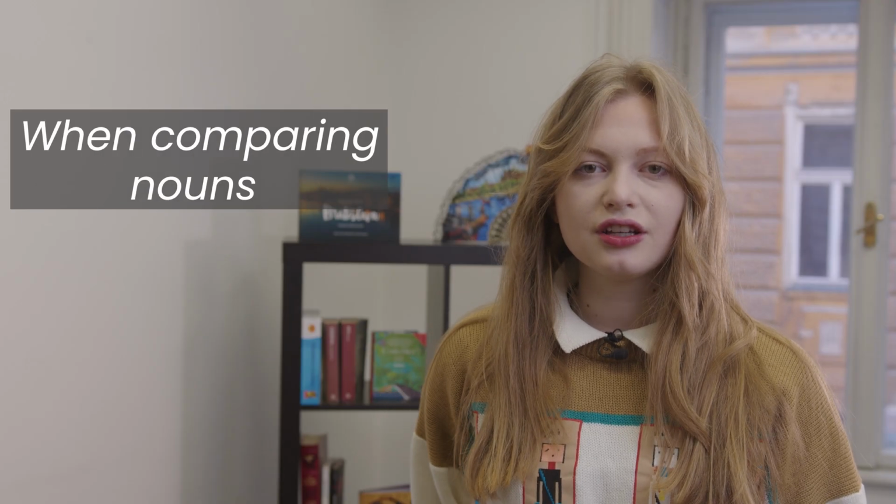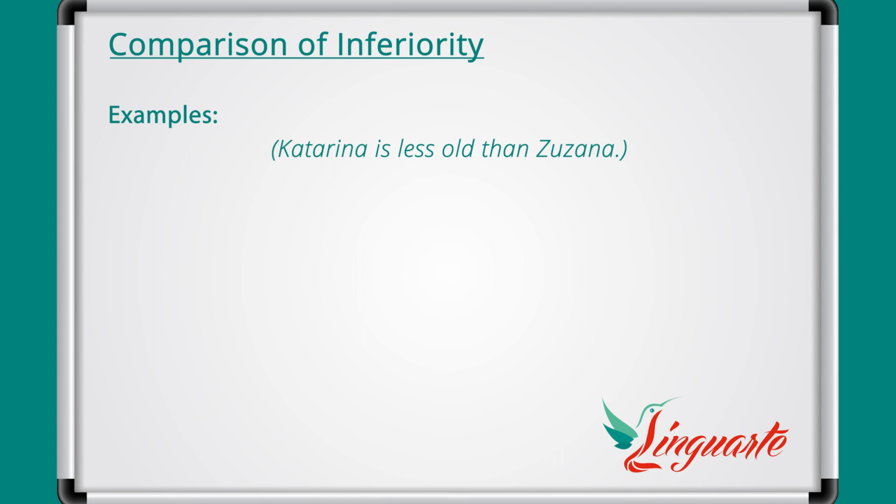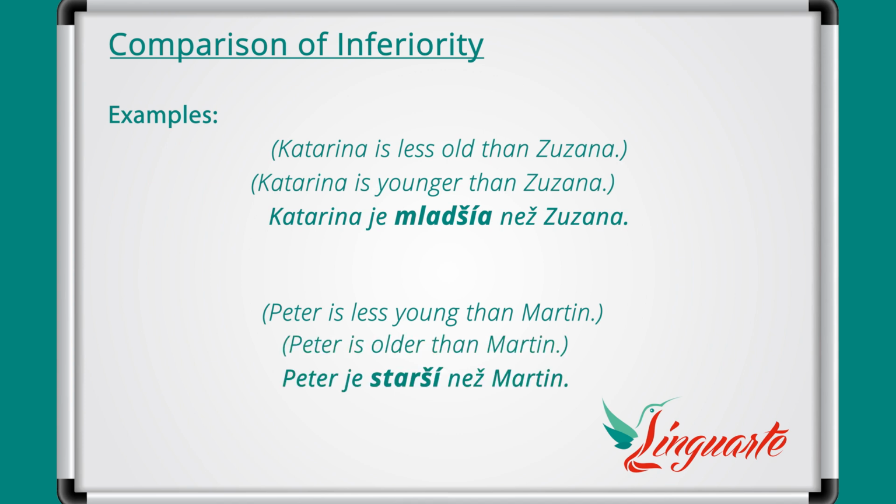The comparisons of inferiority structure is not used when comparing adjectives. In Slovak language, we use the opposite adjective and make a positive comparison instead. Then, if we want to say Katarína is less old than Zuzana, we would say Katarína is younger than Zuzana. Also, we wouldn't say Peter is less young than Martin. Instead, we would say Peter is older than Martin.